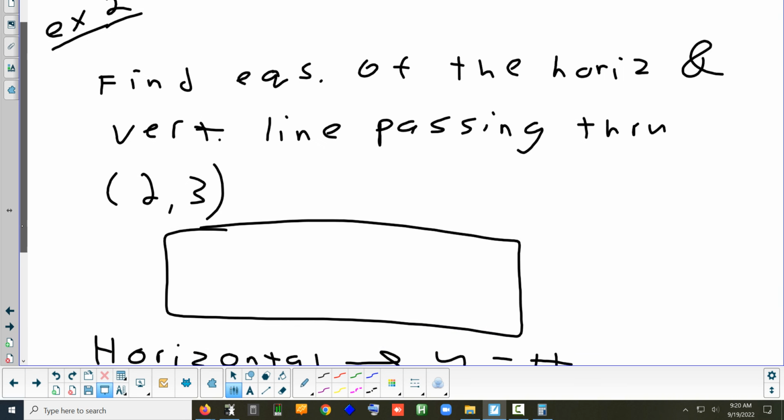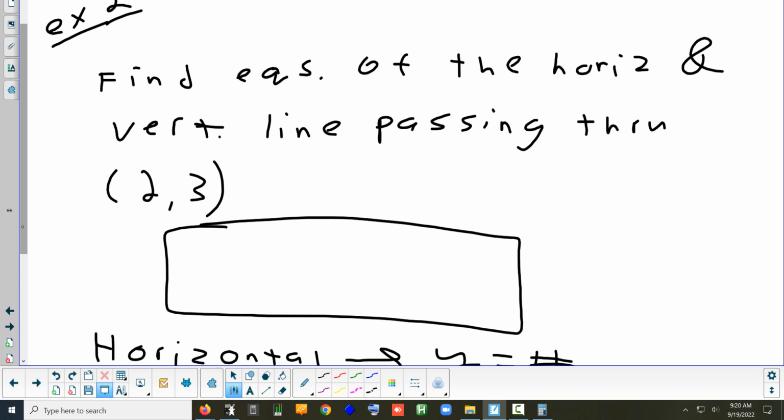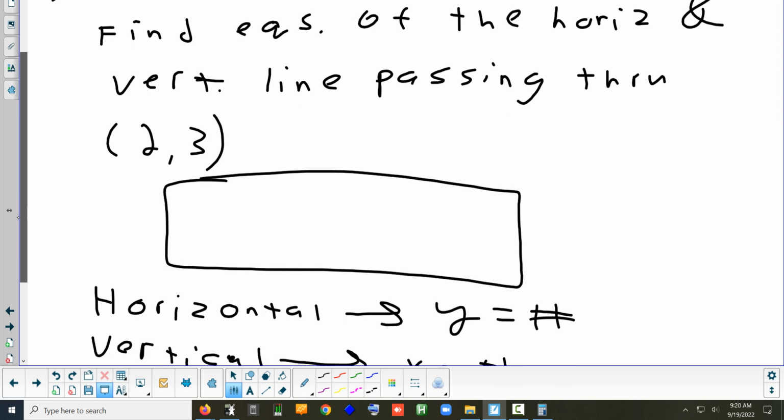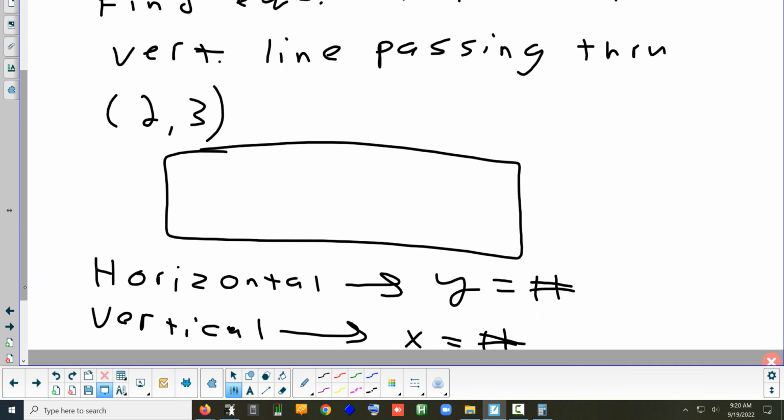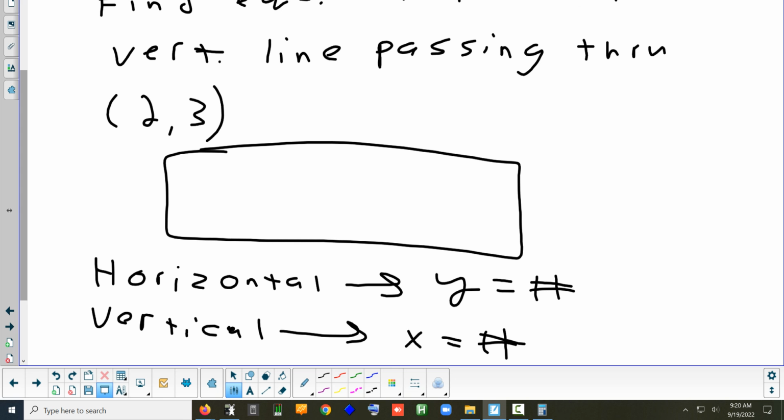All right. So let's see if we can take the coordinate 2, 3, and I want to find the equation of two special lines. I want to find the equation of the horizontal line that's going to go through the point 2, 3, and then I want to find the equation of the vertical line. Since horizontal and vertical lines are a special case of slope, they are also a special case of equation. They don't use y equals mx plus b. They're a little simpler.